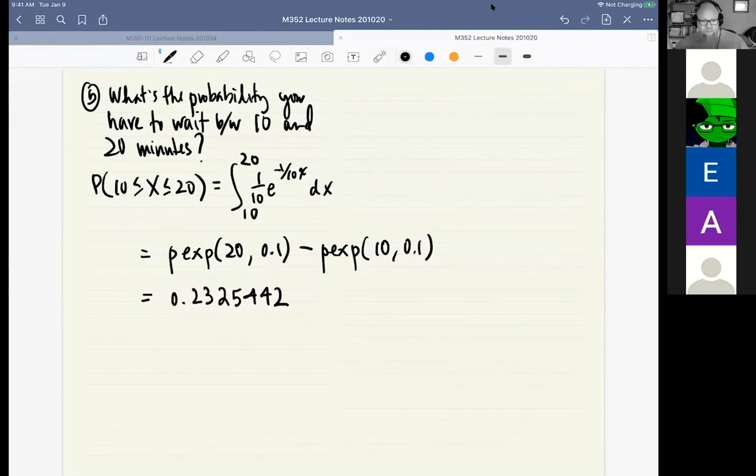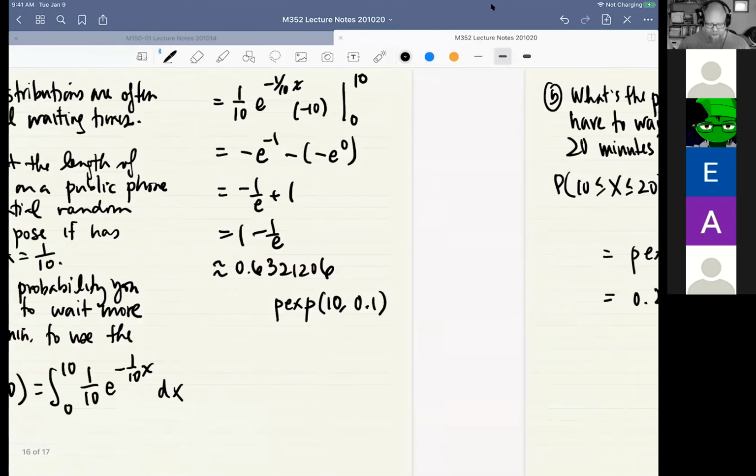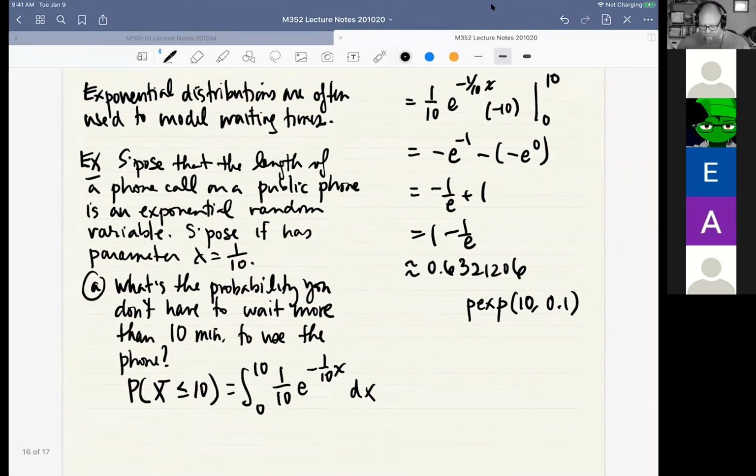What's the chance you're going to wait longer than 20 minutes? Well, it's the complement of the probabilities you've already calculated. So here we've got 23.25%. Here we've got 63.2%. So that's about 86.4%, almost 5%. So the complement of that is about 13.5%. So there's a 13.5% chance that you'd wait longer than 20 minutes to use the phone.